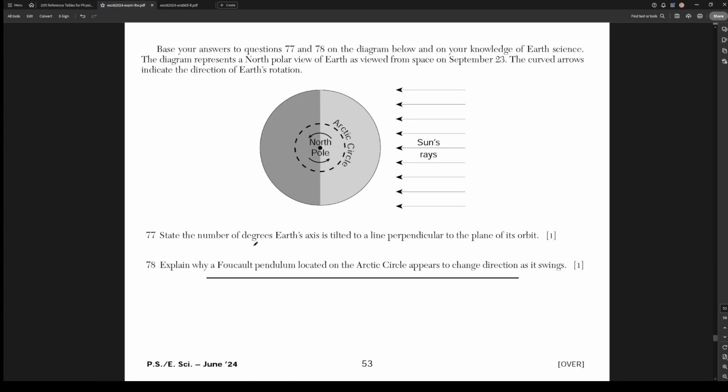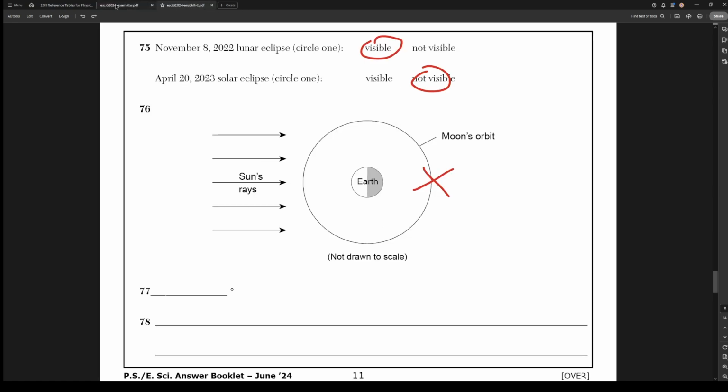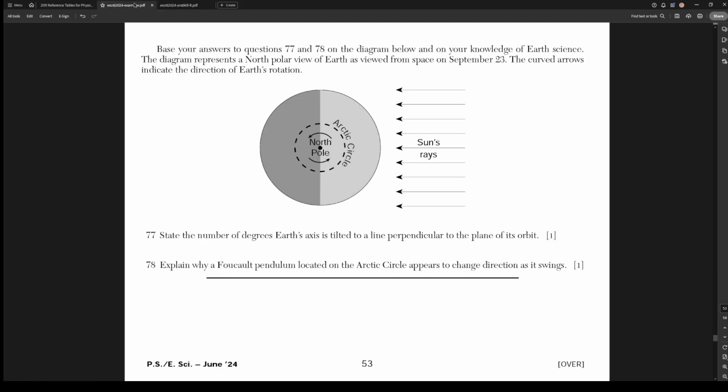Alright, state the number of degrees Earth's axis is tilted. Okay, we're tilted 23.5 degrees. That's just a memorize. It's also equivalent to the Tropic of Cancer and Tropic of Capricorn.